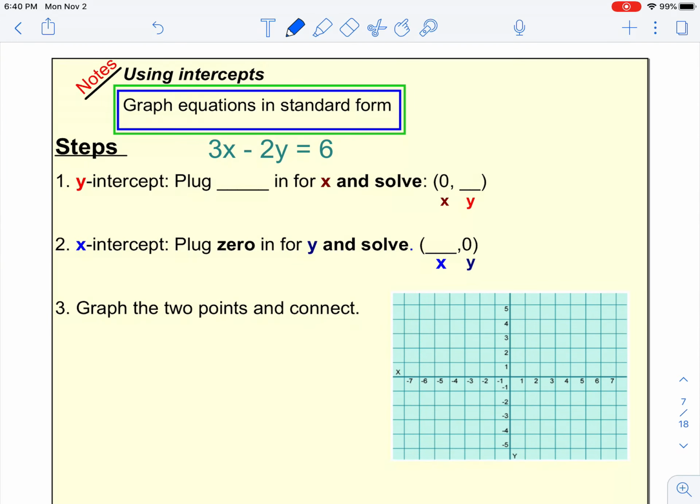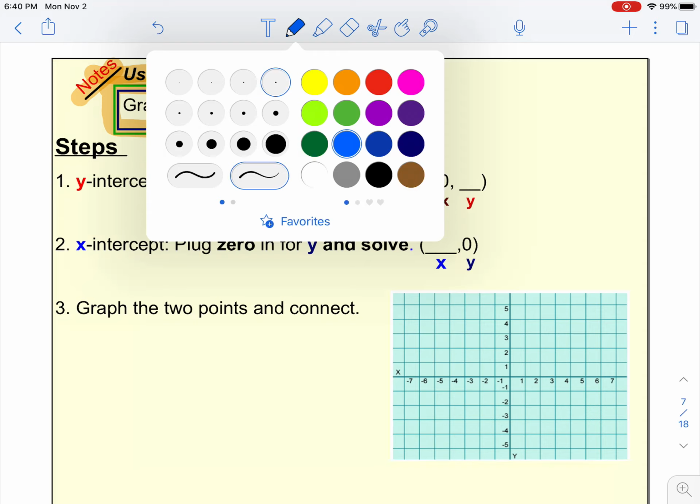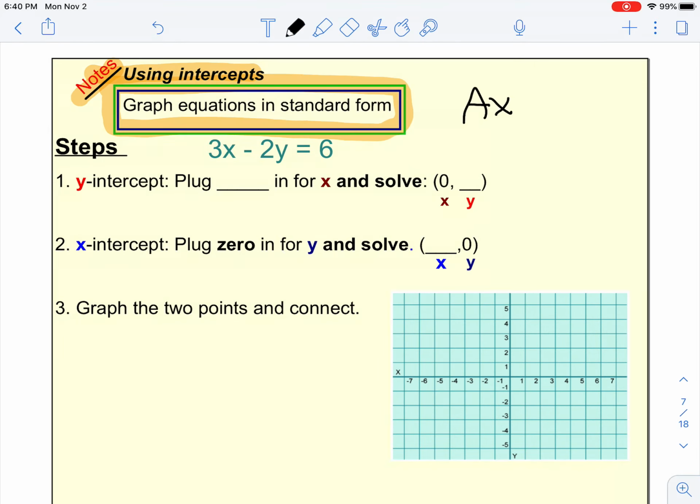So now how do we find them in standard form? Well, it's actually pretty easy to graph equations in standard form. I would say slope-intercept is usually the preferred and easiest way, but it's actually fairly simple to graph equations in standard form as well. So this is what you're going to want to write down if you are taking paper pencil notes, okay? We are going to graph equations in standard form. We already talked about what standard form is. Remember, standard form is ax plus by equals c, okay?